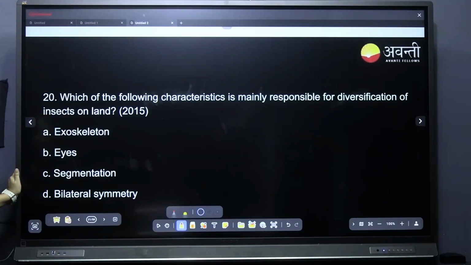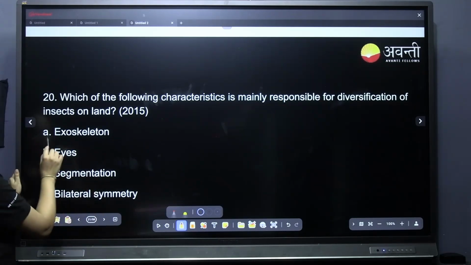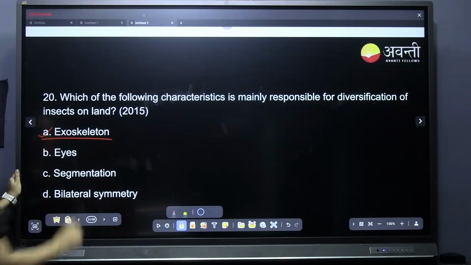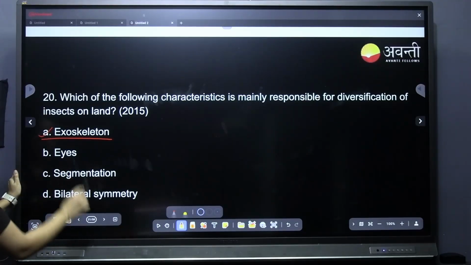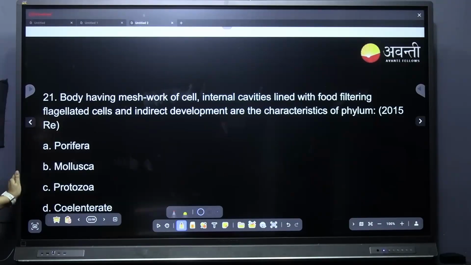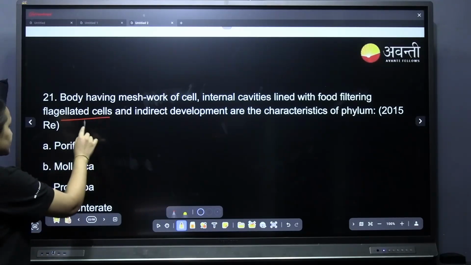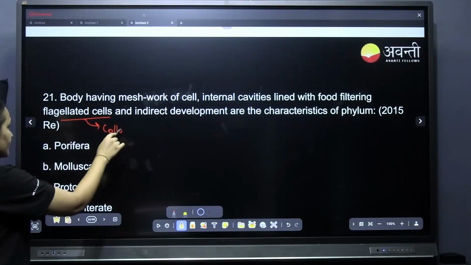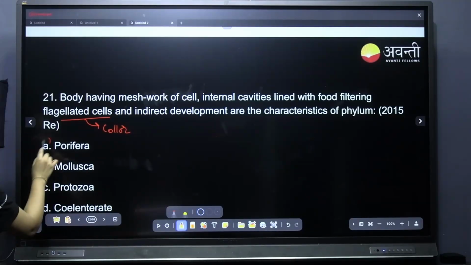Which of the following characteristics is mainly responsible for diversification of insects on land? As I have already told you while explaining, because of the exoskeleton, insects are so diversified. Body having the meshwork of cell, internal cavities lined with food filtering flagellated cells, and indirect development are the characteristics of the phylum. So, that flagellated cell, that is choanocytes or the collar cells, is present in Porifera.